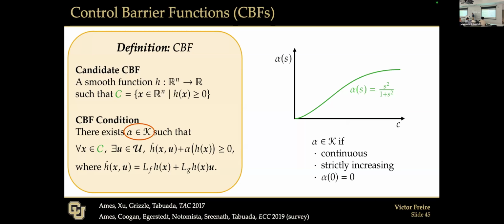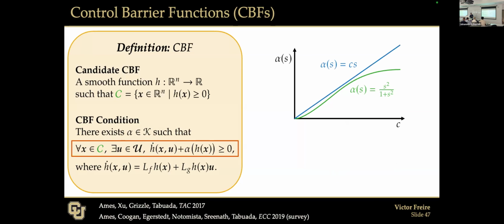So here I've given you an example, s squared over 1 plus s squared. That's a class K function. So is this linear function, cs, c times s, where c is a positive constant. In practice, pretty much all of the class K functions we're going to use are going to be of that form. We just take a positive number, and that's a class K function. So the second part.